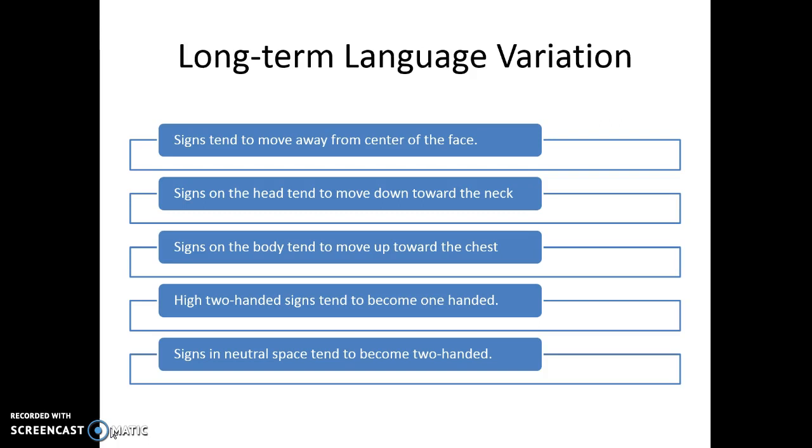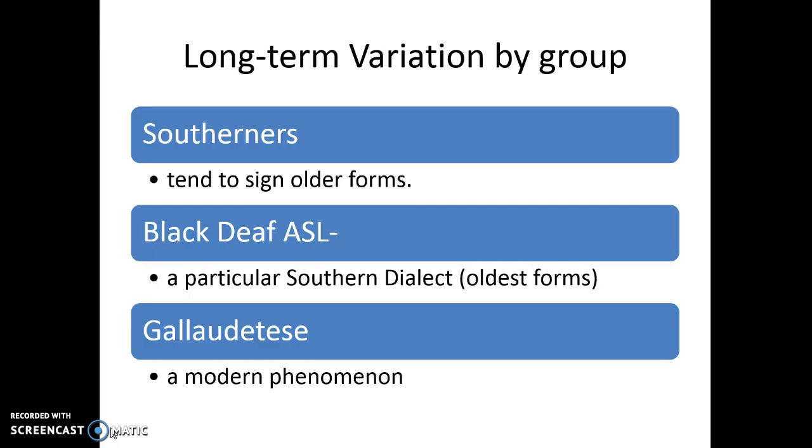Signs that are made with two hands, if they're made up high, tend to become one-handed signs. On the other hand, signs that are in neutral space, if they're made with one hand, tend to become two-handed signs. So, for instance, we have the sign for to travel around, which is made almost like the sign tornado with two fingers swirling around one another. That sign used to be made with one hand, but over time it's come to be made with two. Similarly, the sign play, which is made in neutral space, used to be made with one hand. Now it's generally made with two.